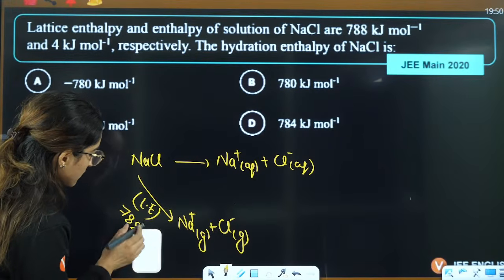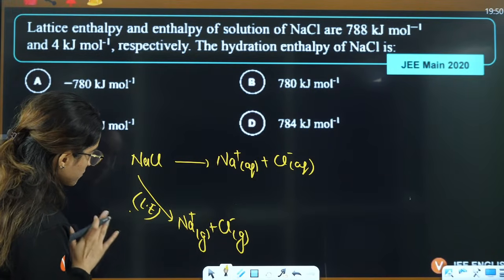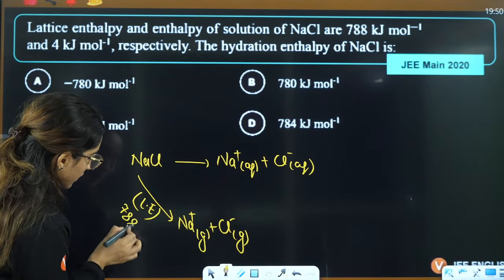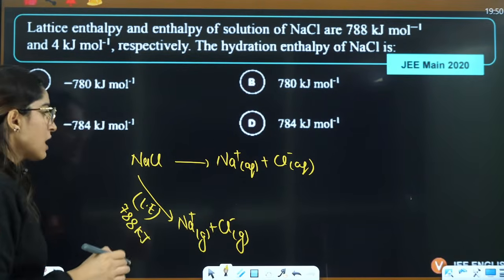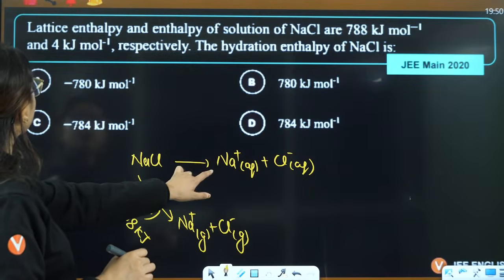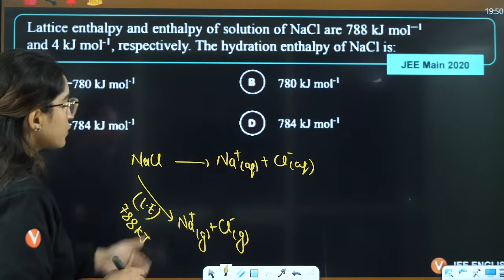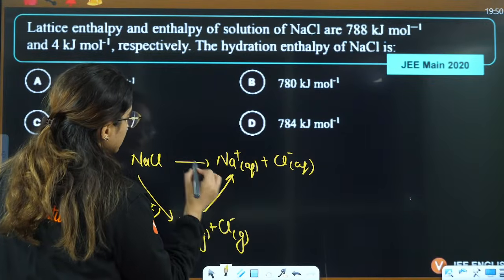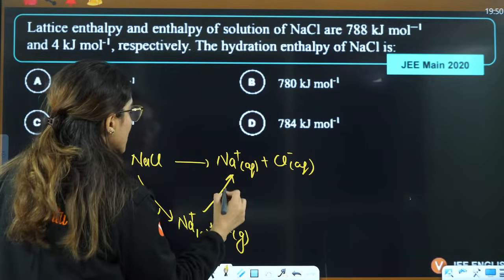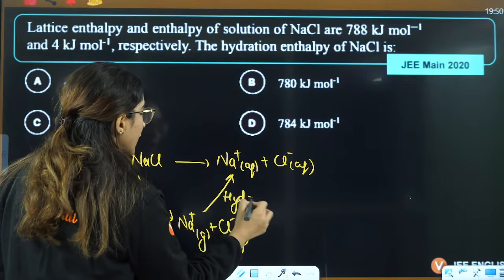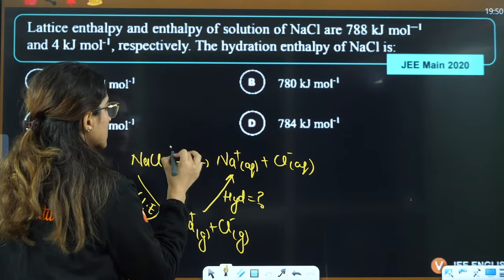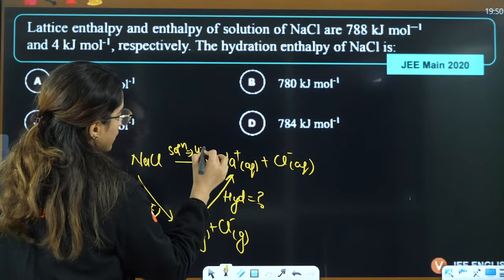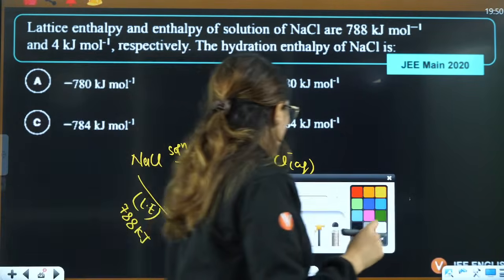788 kilojoules. And from this to this, the energy of solution required here is, wait a minute, solution is this, not this. This is hydration that you have to calculate. Here solution is given to you, that is 4 kilojoule. And now they are asking you what is this.